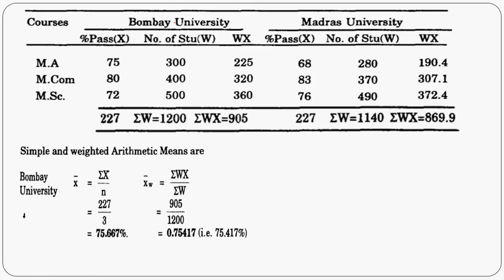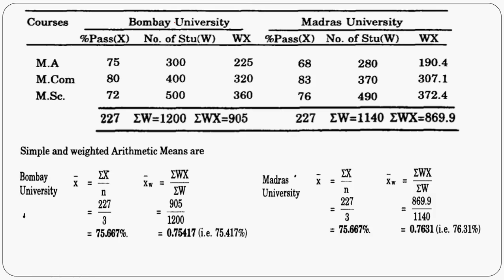Same way when we do it for Madras University, we will get the result like this. So the mean answer will be the same in the case of Bombay and Madras, but the weighted average slightly differs. So Madras University average is higher than Bombay University. So this is the example. This is how you need to follow the guidelines and rules for solving with regards to the weighted arithmetic mean method.